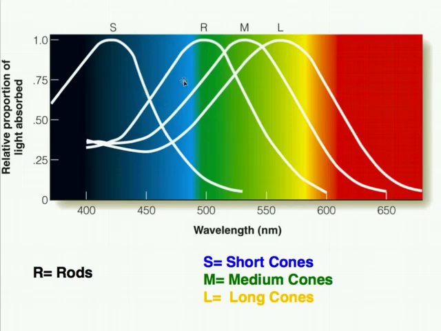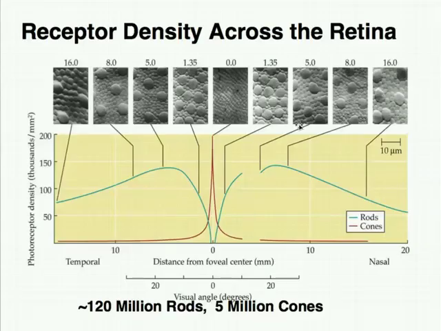So the problem is there's a confound in the response. There's no way for your brain to know whether a certain response is due to a certain wavelength or a certain magnitude of light. But with the cones, it can use the relative proportion of the different responses of the different cones in order to figure out color.